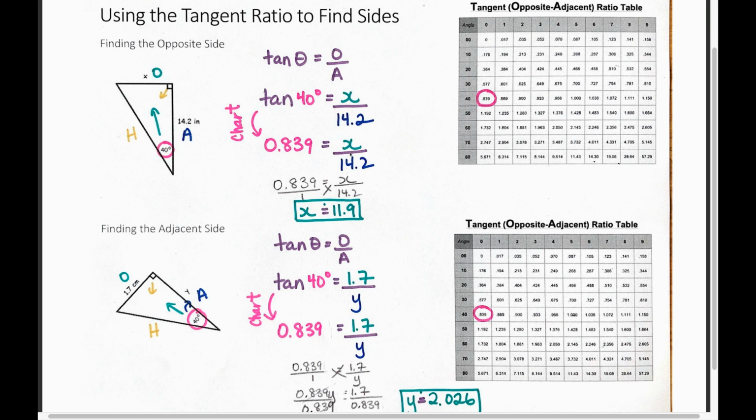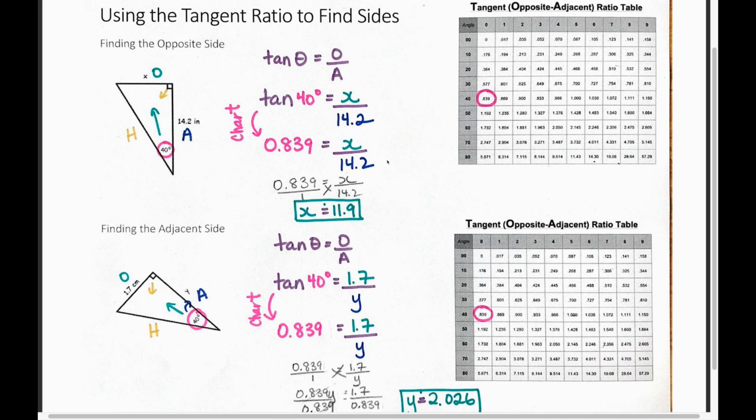So we can do a couple different strategies for this. One strategy comes from when we were doing our equation solving. If we have x divided by 14.2, and I want to get rid of that 14.2 to get the x by itself, I'm simply going to multiply both sides by 14.2. If I do that, I get approximately 11.9. So that's one way to do it.